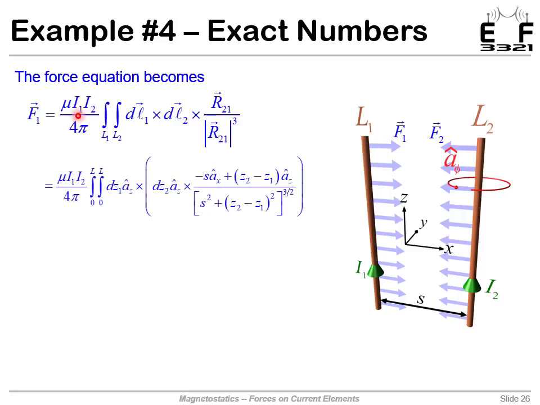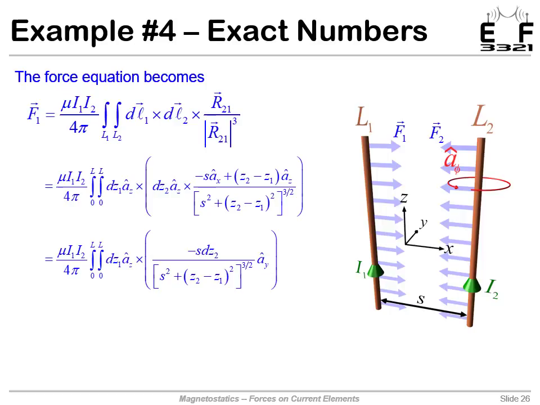The constants on the outside stay the same. Our limits of integration will be from 0 to L, and it'll be the same for both wires because they're both oriented from 0 to L. Our dL1 is simply dz1 a_z. Our dL2 is dz2 a_z, and we have that big ugly expression for the ratio of our vectors. The next thing we can do is calculate the cross product inside the parentheses, and we end up here. Then we can calculate that cross product, and we end up here.